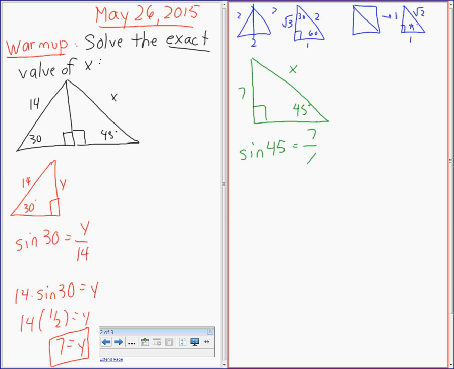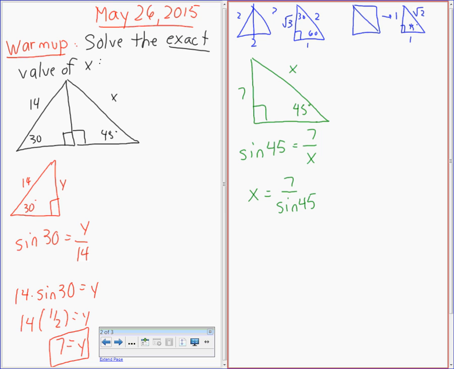Okay, so this is the part where it's time to pay attention, because this is where people get mixed up here. How do you solve for x, please? Somebody new. Yeah, go ahead. Okay. So x equals 7 divided by sine 45.